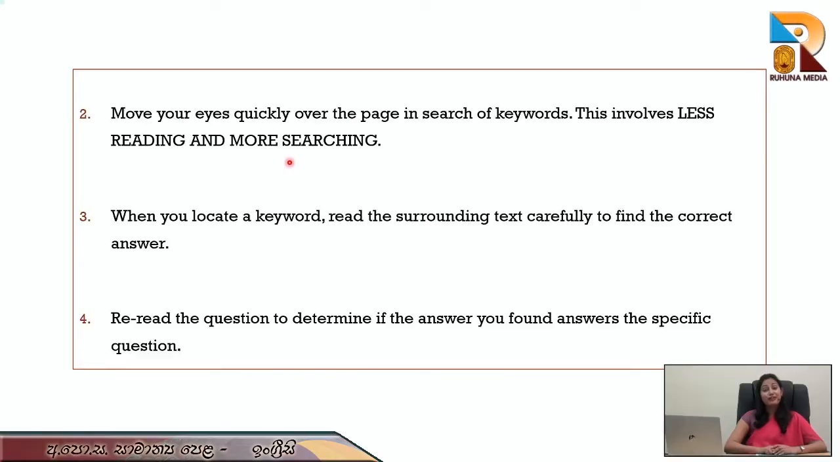All right. So, we'll assume that you found the answer. The last step is you have to reread the question to determine if the answer you found answers the question, to check whether your answer is correct. So, I hope you have understood that scanning is a technique which is very easy for you to use in order to locate information.